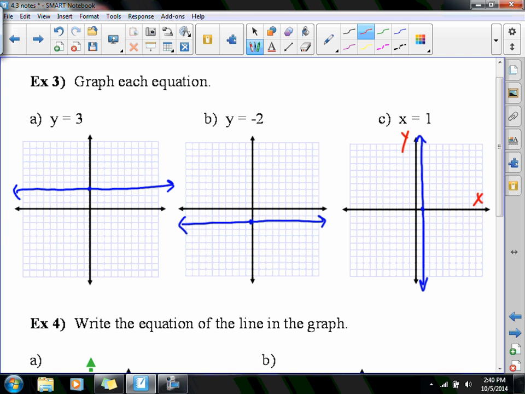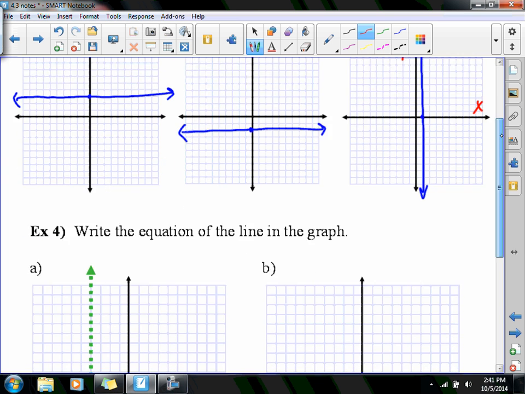Okay, so you could think of it too that the line has to go opposite from the axis. So when you see y equals 3, here's my y-axis, so then my line has to go the opposite direction from the y-axis. But the best way to get good at this is just keep practicing it and practicing it and practicing it.